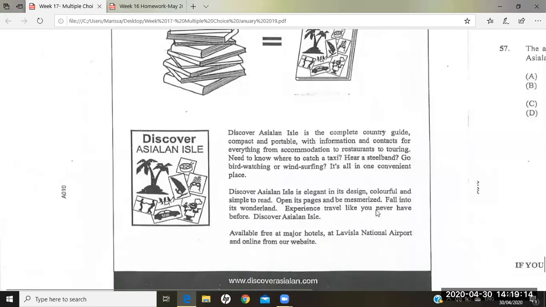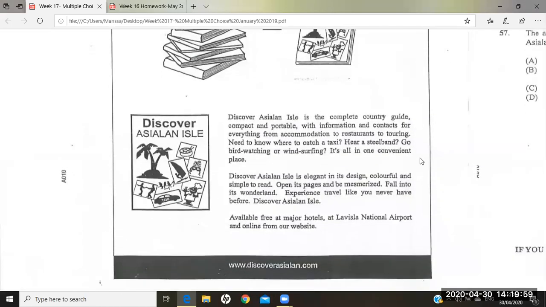It says, Discover Asia Land Isle is a complete country guide, compact and portable, with information and contacts for everything from accommodation to restaurants to touring. Need to know where to catch a taxi, hear steel pan, go bird watching or windsurfing. It's all in one convenient place. Discover Asia Land Isle is elegant in its design, colorful and simple to read. Open its pages and be mesmerized. Fall into its wonderland. Experience travel like you have never before. Discover Asia Land Isle. Available free at major hotels, at La Vista National Airport, and online from our website. And they even give you the website that you could visit as well.